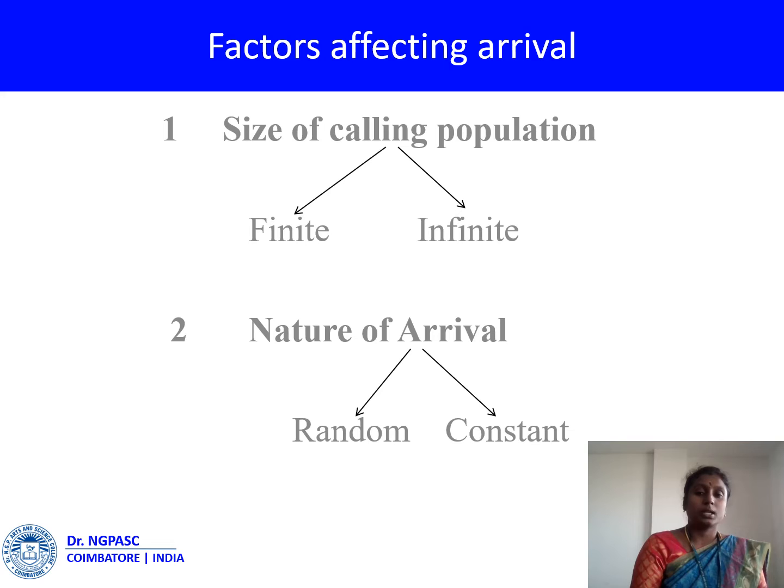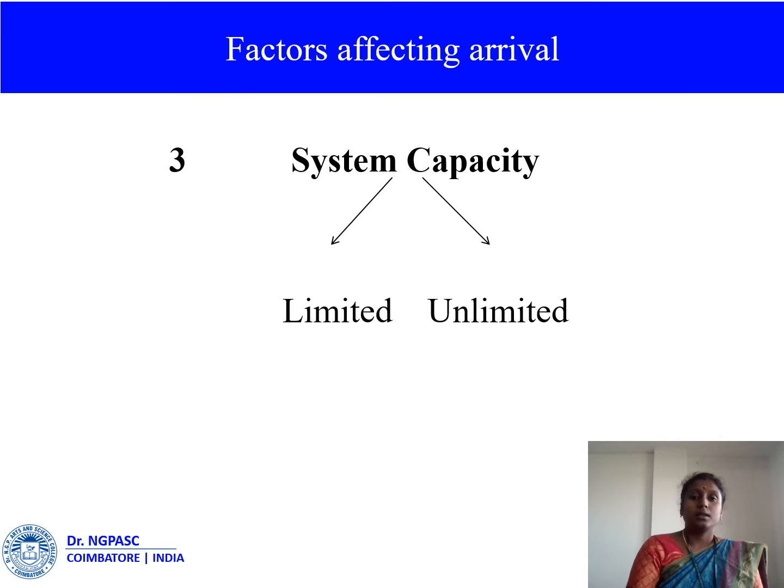Next, nature of arrival. These are also of two types, random and constant. For example, a market, saloon shop or beauty parlor: the customers' arrival differs from day to day. But constant means, for example, the doctor must attend only 100 patients per day. So that is constant. Next, system capacity. The system capacity means limited or unlimited. Limited means a fixed number, and unlimited means infinite.